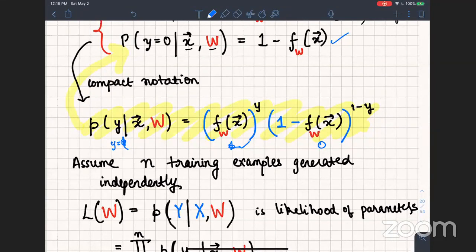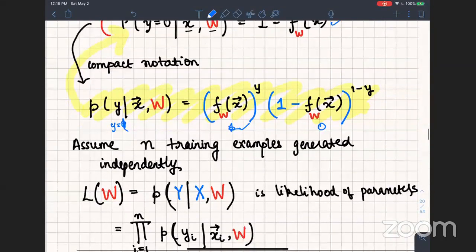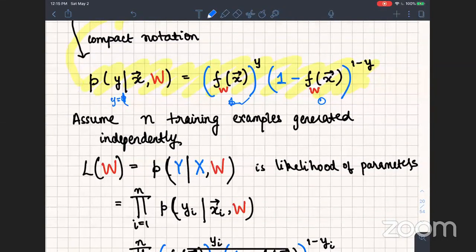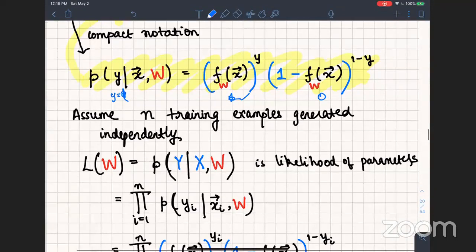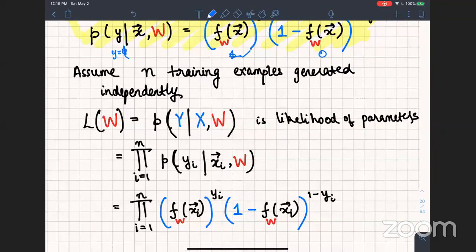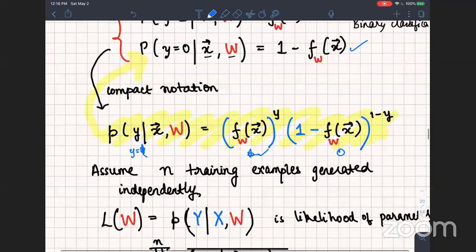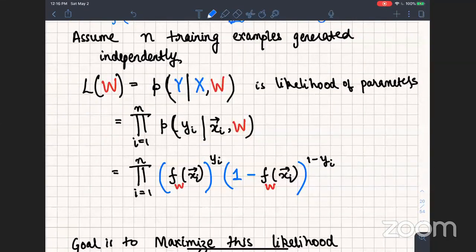Since these were taken as independent training examples, you can write this as a product of individual probabilities for every patient, i from 1 to n, because those are conditionally independent of each other. So you can just separate these out as a product. Now, you can plug in what this P was from this equation, for one patient, and that is f(x) raised to power y_i, times 1 minus f(x) raised to power 1 minus y_i.